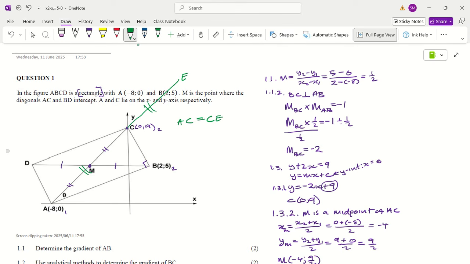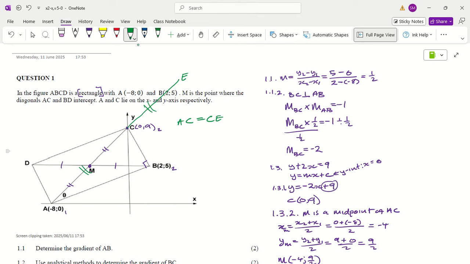So I've extended AC by its own length, meaning that C will be the midpoint. So I'm going to make C the midpoint of this line. So I hope it's clear. I'm extending AC by its own length such that CE is equal to AC. So that is to extend AC by its own length.